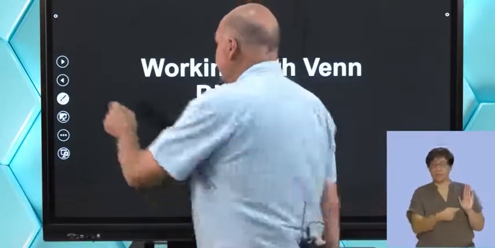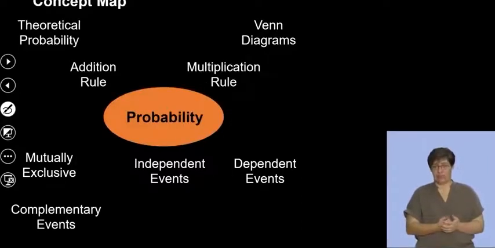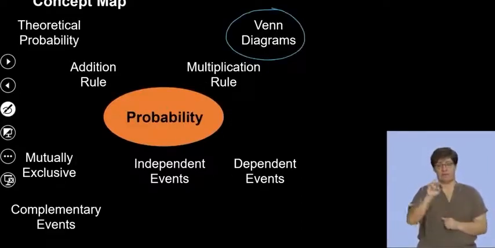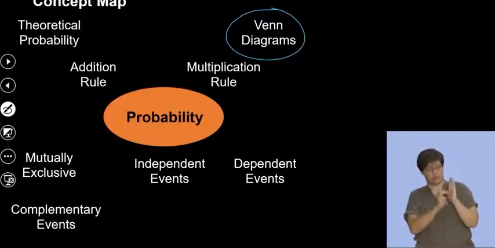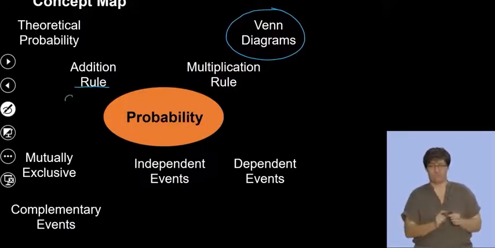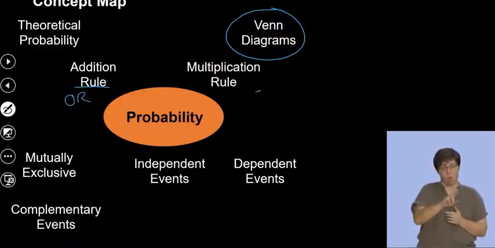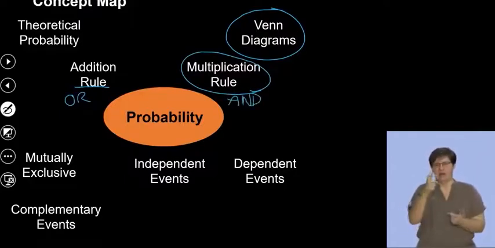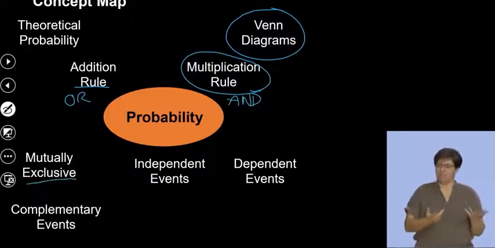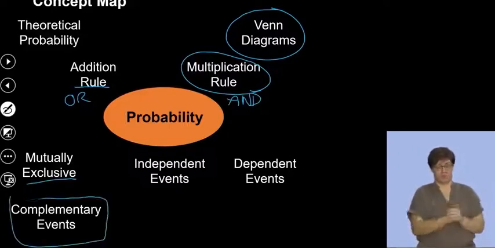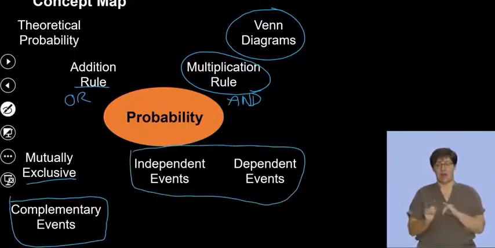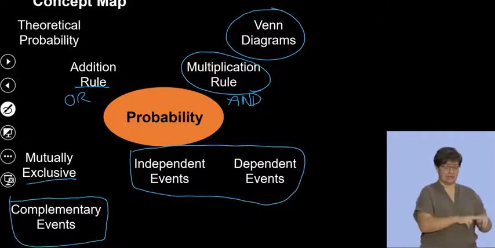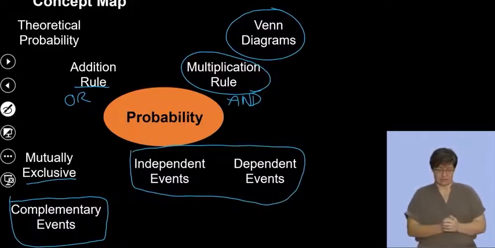So have a look here. In today's lesson, we're going to focus on Venn diagrams. In particular, we're going to explore the rules that we've already established, the addition rule, which we also say is the OR rule, and the multiplication rule, which we haven't done very much of, which is known as the AND rule. We're going to look at mutually exclusive events, complementary events with the complementary rule, and then we're going to introduce the ideas of independent events and dependent events. So I can't wait to get going.